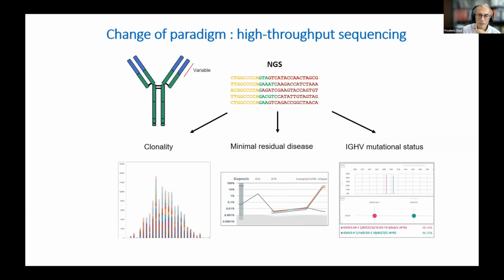So about 10 years ago, with the advance of NGS, we decided to see whether we could do the same thing for clonality, minimal residual disease, and IGHV mutational status. And there again, it was exactly like PCR. We did not invent anything. There are a lot of assays, a lot of tests which have been published, but we just wanted to have something that could be robust and used in many clinical laboratories.